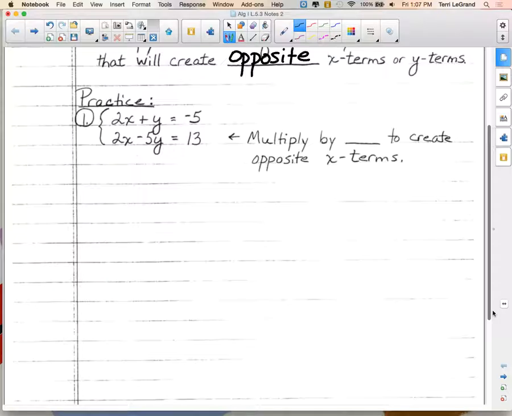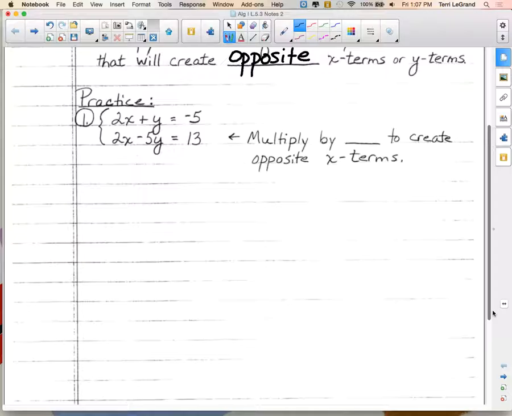So how about the y terms? Are they opposites? 1y and negative 5y, are they opposites? No. So we need to rename one of them. We can either create opposite x terms or we can create opposite y terms. I'm telling you I want us to create opposite x terms. I want to teach you right away to make your life as easy as possible.